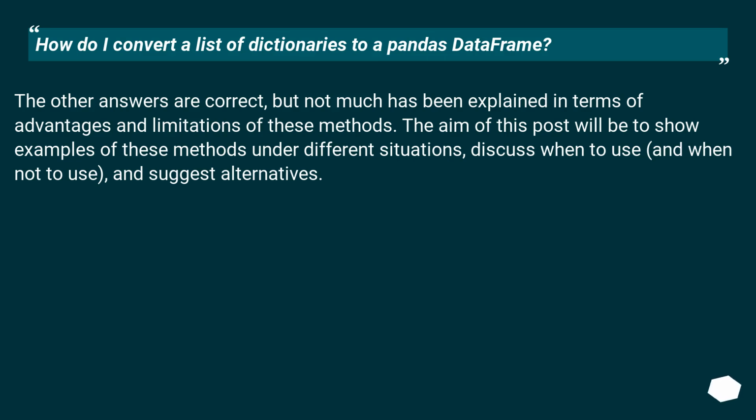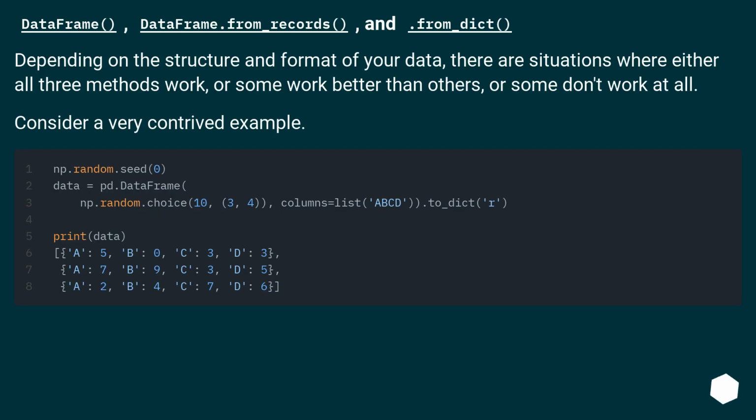The other answers are correct, but not much has been explained in terms of advantages and limitations of these methods. The aim of this post will be to show examples of these methods under different situations, discuss when to use, and when not to use, and suggest alternatives. DataFrame, DataFrame.from_records, and .from_dict. Depending on the structure and format of your data, there are situations where either all three methods work, or some work better than others, or some don't work at all.